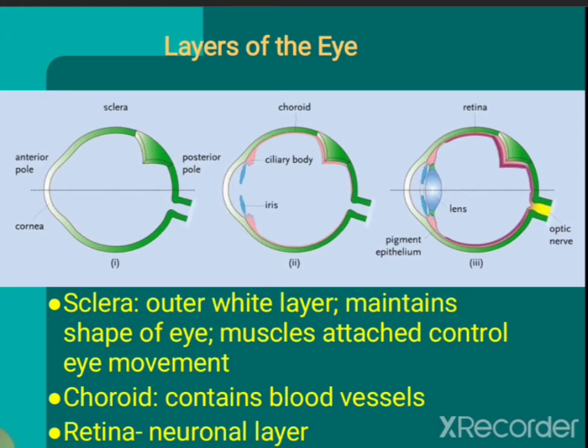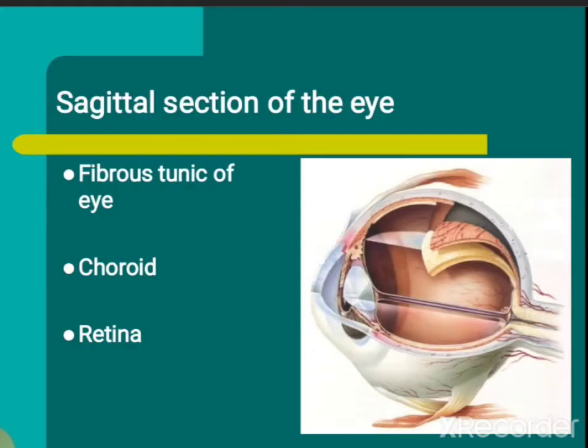So these are the layers of the eyeball. Outermost is the sclera. In the first image we can see the sclera on the posterior side, and on the anterior side we have the cornea. Then interior to the sclera and the cornea we have the choroid, and interior to the choroid we have the retina. Then in the sagittal section again we can see the three layers: the outer fibrous layer, the middle vascular, and the internal neural.